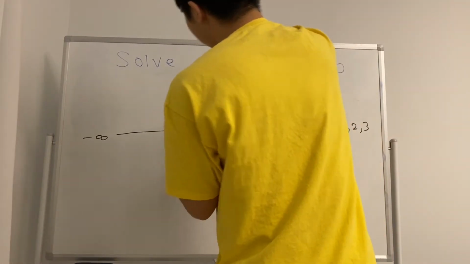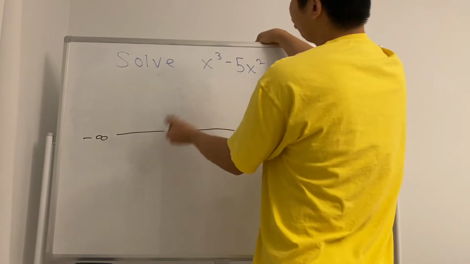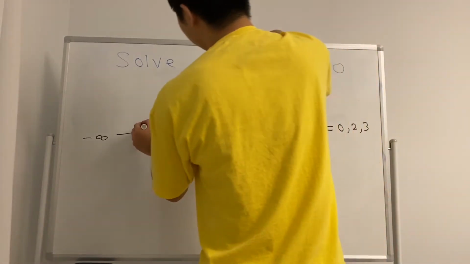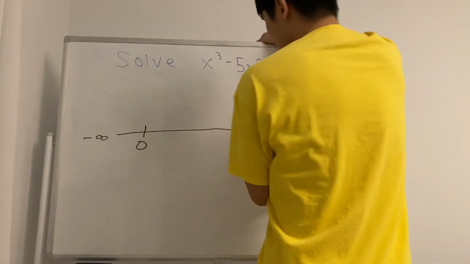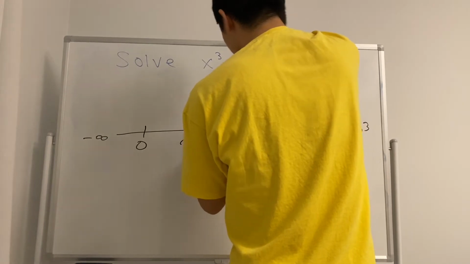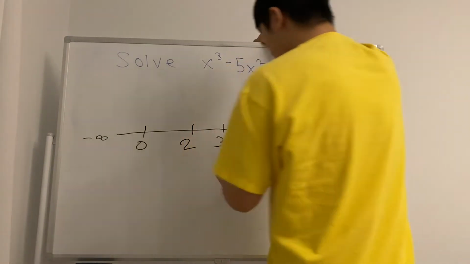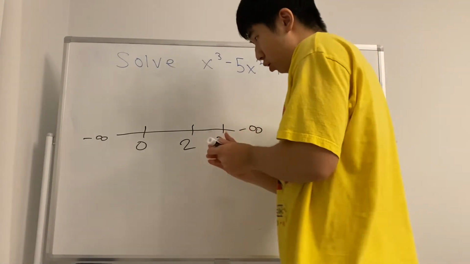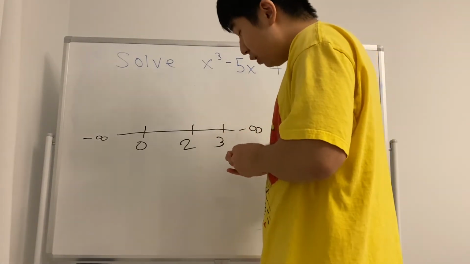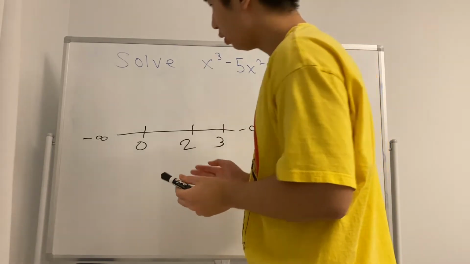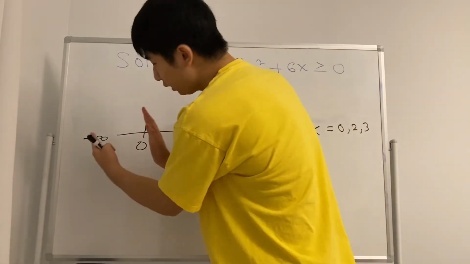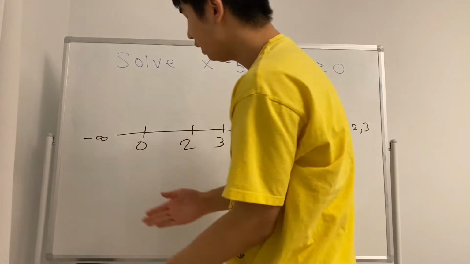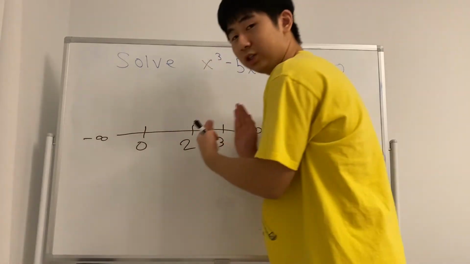So this is not going to be to scale, so 0 won't be in the middle necessarily. 0 could be here maybe, and 2 could be maybe here, and 3 could be here. Now what you want to do is figure out what the value is going to be when it's between negative infinity and 0, and what the value is going to be when it's between 0 and 2, and so on and so on.